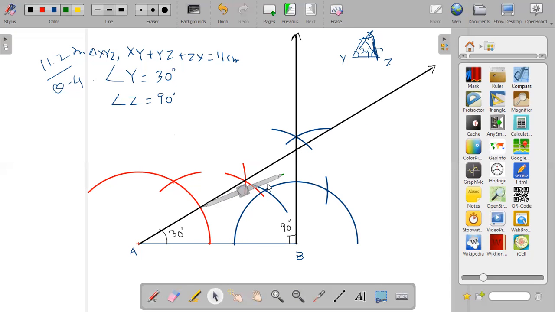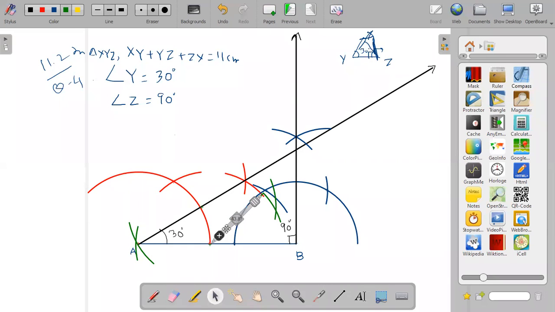At this point, you can take any length. In the starting, you can take any length, draw here, and then the bisector will come somewhere here, and then the same radius here, cut this arc and this arc also.